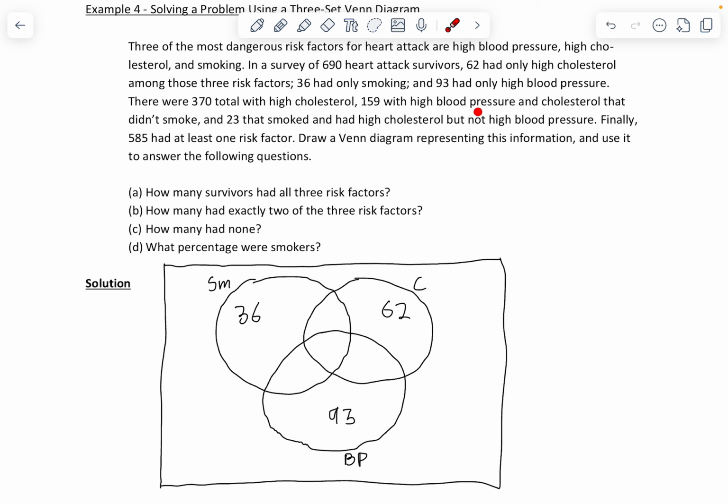159 with high blood pressure and cholesterol that did not smoke. So that means the overlap between BP and C, but did not smoke. Now we're looking at the number that goes right here in this region, the overlap between BP and C, but not SM. So that's 159.